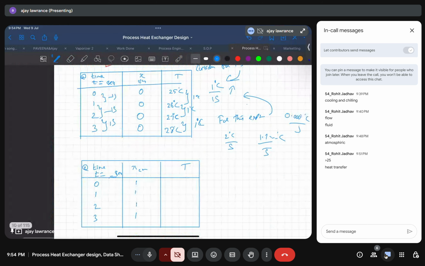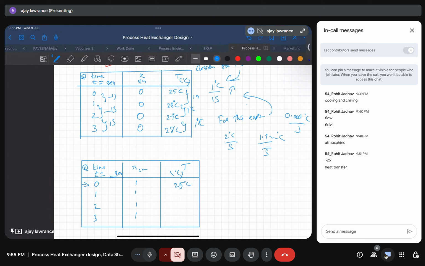Now answer. How would the temperature be? What is the temperature at time t equal to 0 seconds? You just think. What might be the answer? At 0 second, 25.